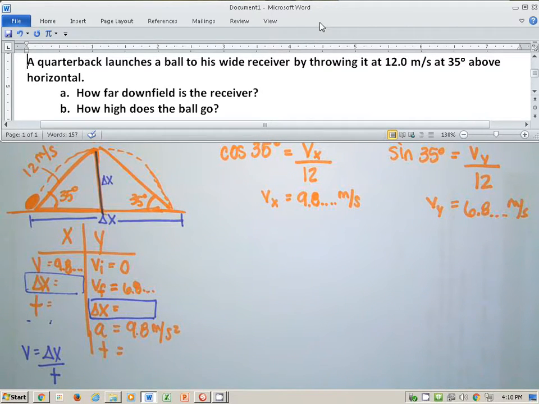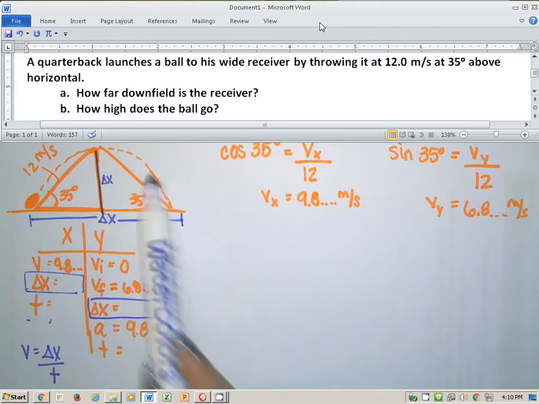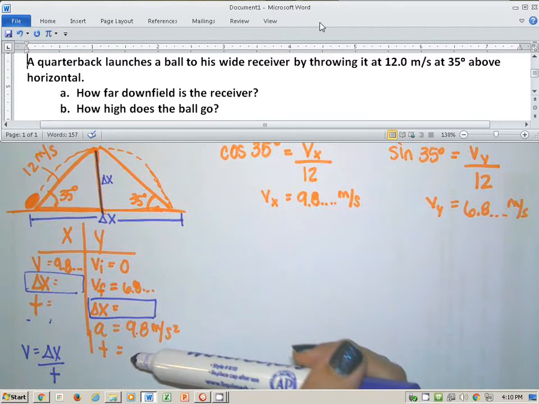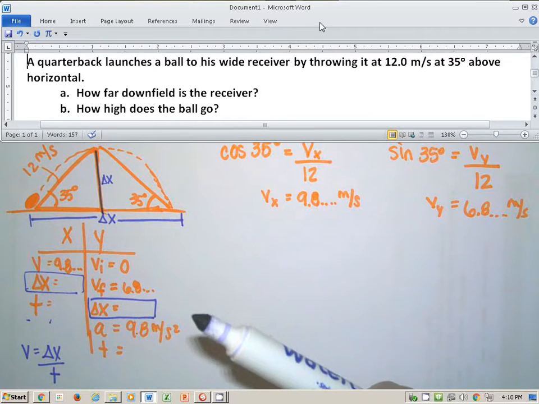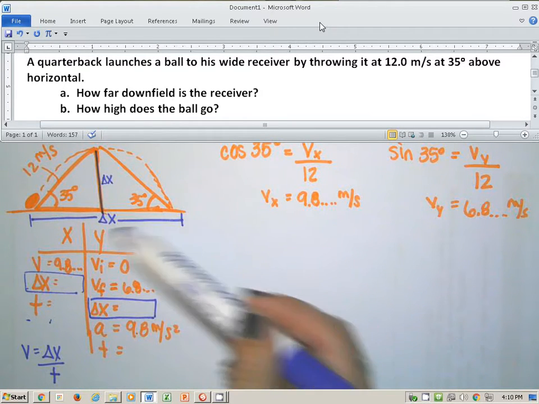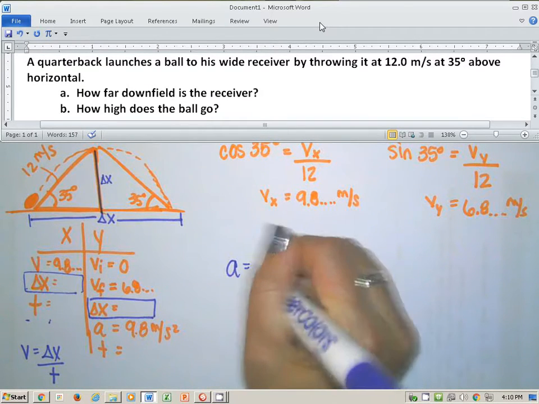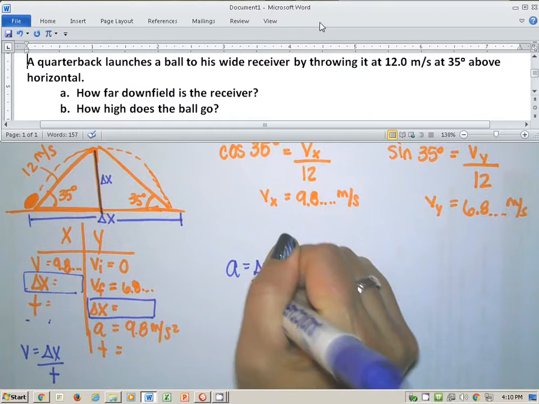Well, that's going to have to come off of the y side. I know whatever time it is on the y side is going to be the same time on the x side. Now, since this one has both halves of a parabola, we're going to have to solve for a t and then basically double it. So we need to start looking at equations that we could work over here to come up with a t. And the simplest equation to use would be this one, that a is equal to delta v over t.